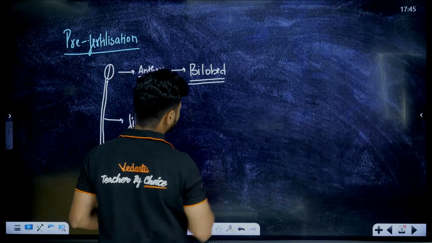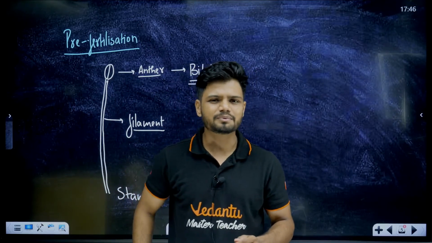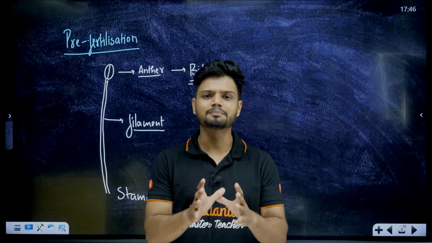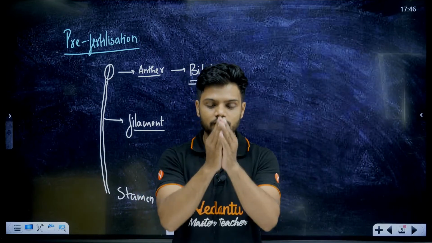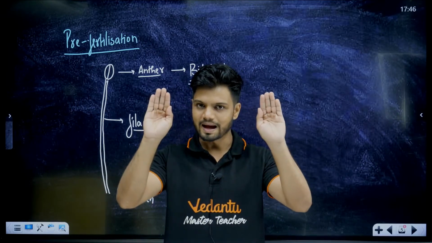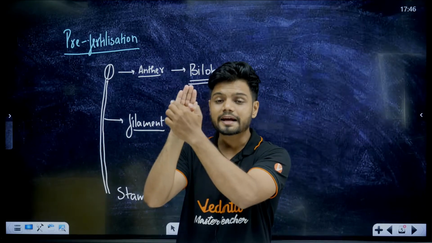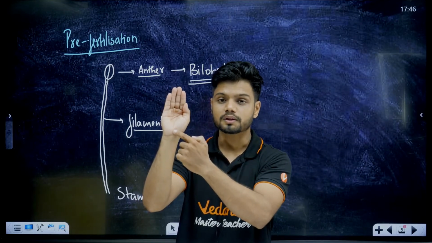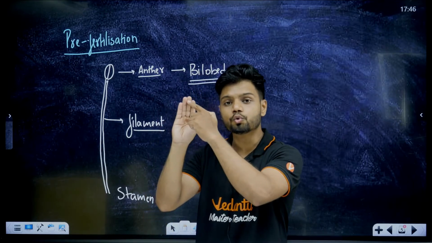Now, if you read your NCERT, it says something very peculiar after this. There is something called theca. What is this theca? Theca is nothing but a cavity. Now, imagine this is your bilobed anther. Inside one anther, there are 2 thecas, which means there are 2 cavities.